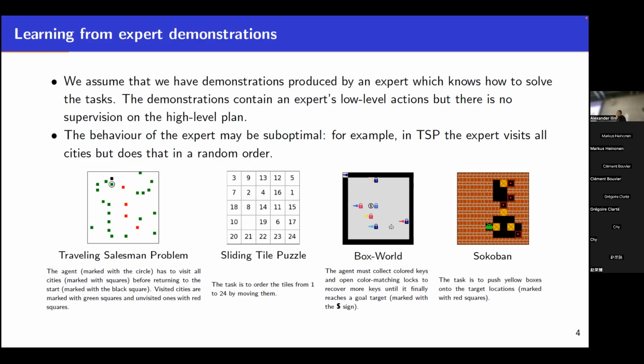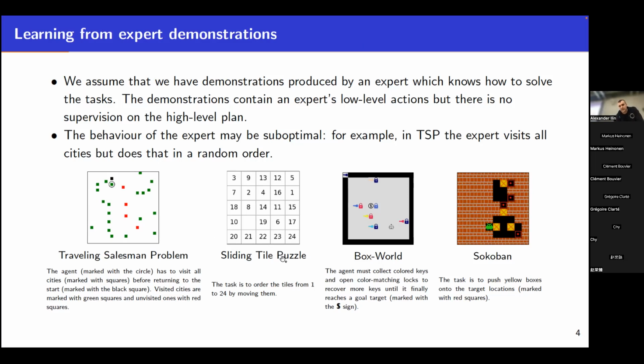So the environments that we consider are those 4 environments. The first environment is called traveling salesman problem. The idea is that we have an agent that is marked with a circle, and the task of the agent is to visit all the cities. So the agent starts from this black square, and it has to visit all the cities. The green squares are the visited cities, and the red squares are the unvisited cities. So you need to visit all of them and come back to the starting position.